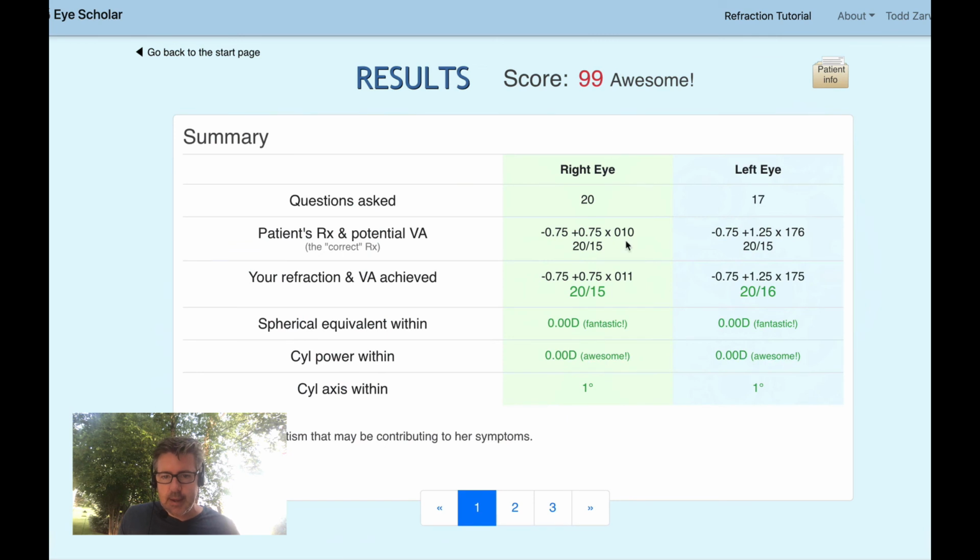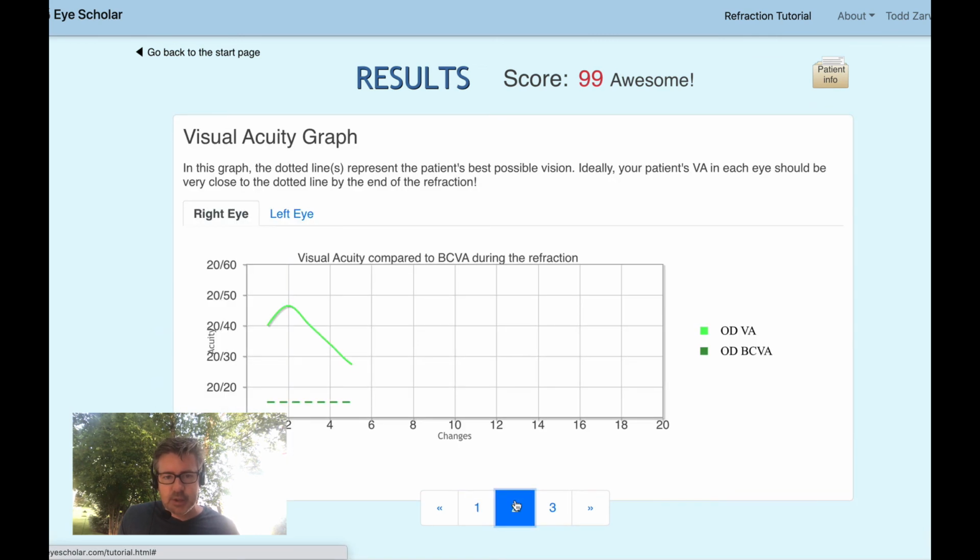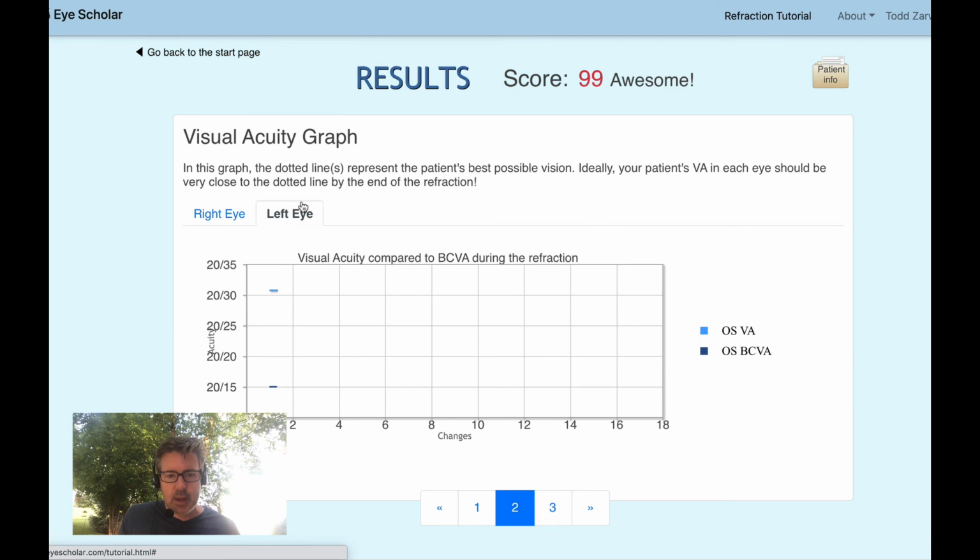So we'll go to our full report. And the same information is here. Visual acuity: as we went through the refraction, we got closer and closer to the best vision in that right eye. Same thing should be true with the left eye. So, got her down to 20/15.